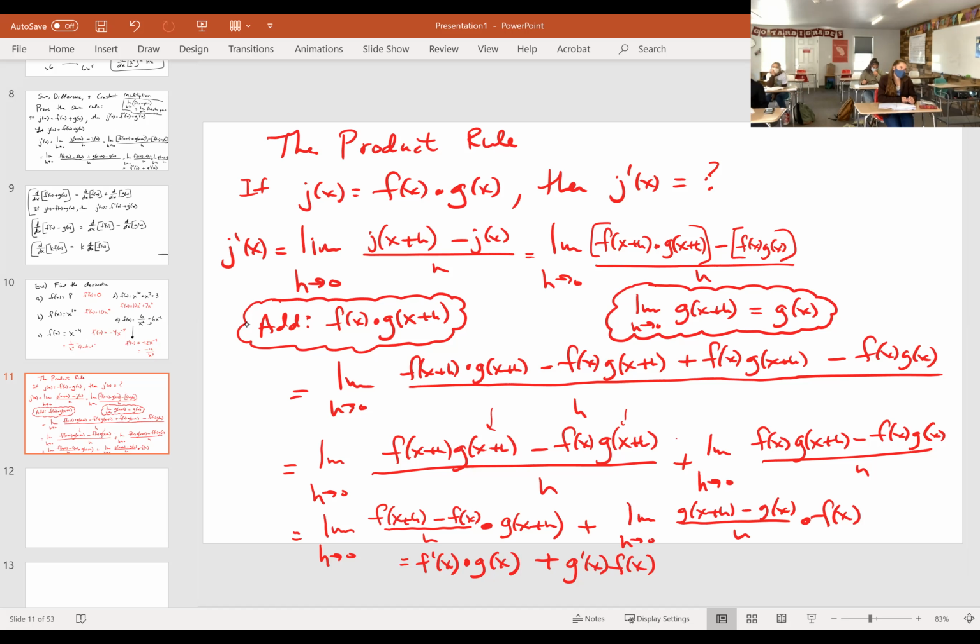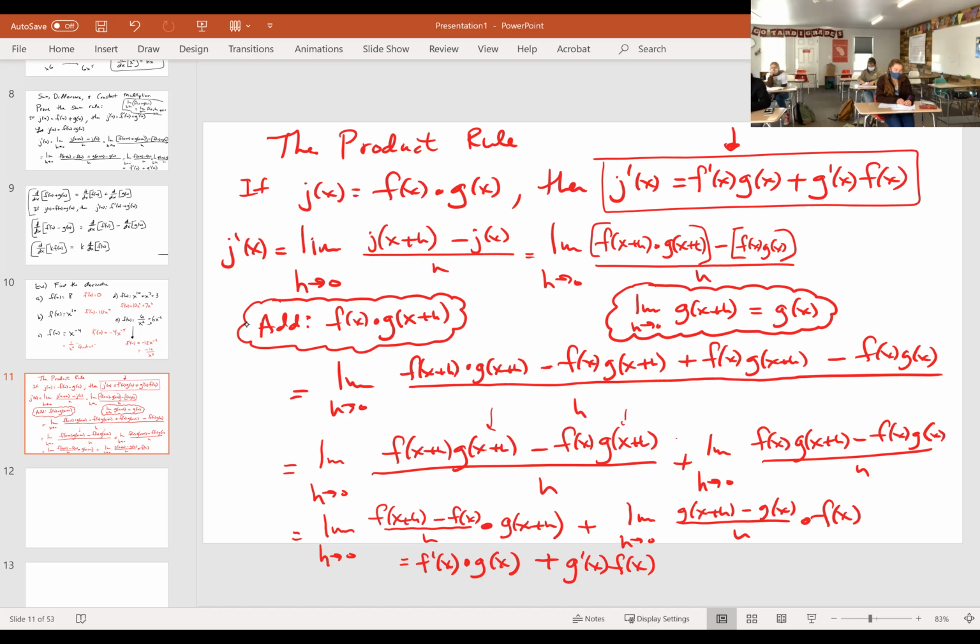Let's write it down right here, as we initially started. This is the derivative of the first function times the second function plus the derivative of the second function times the first. We have discovered the product rule for derivatives.